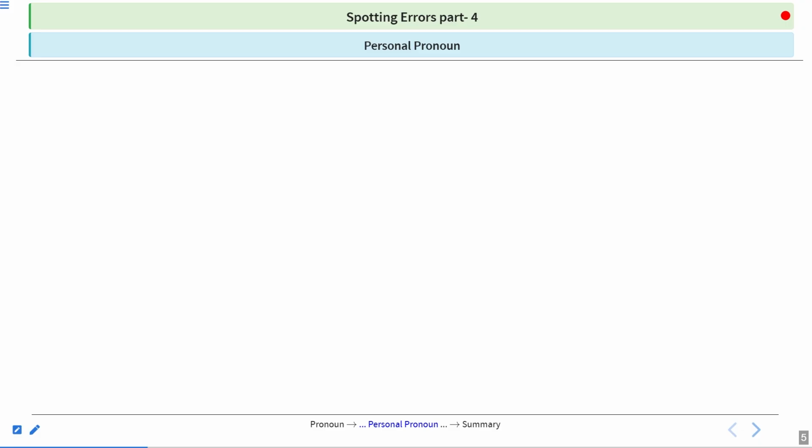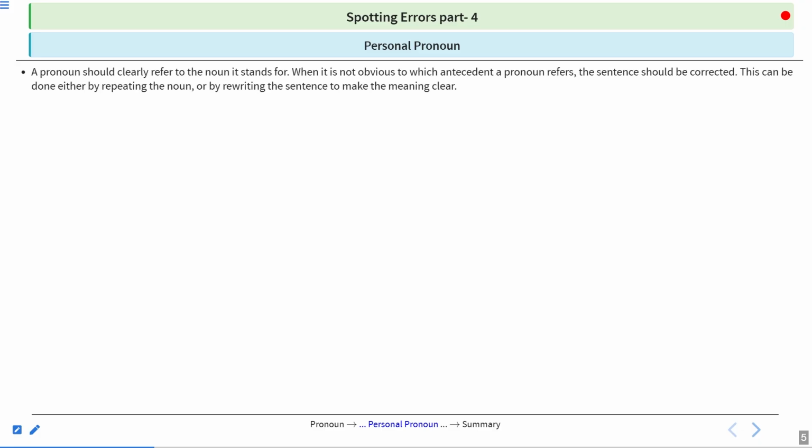First of all, let's talk about personal pronoun. A pronoun should clearly refer to the noun it stands for. When it is not obvious to which antecedent a pronoun refers, the sentence should be corrected. This can be done either by repeating the noun or by rewriting the sentence to make the meaning clear. So here we are talking about the function of pronoun and how to correct a sentence which is not correct in its use of pronoun, and we are talking about the ways as well.